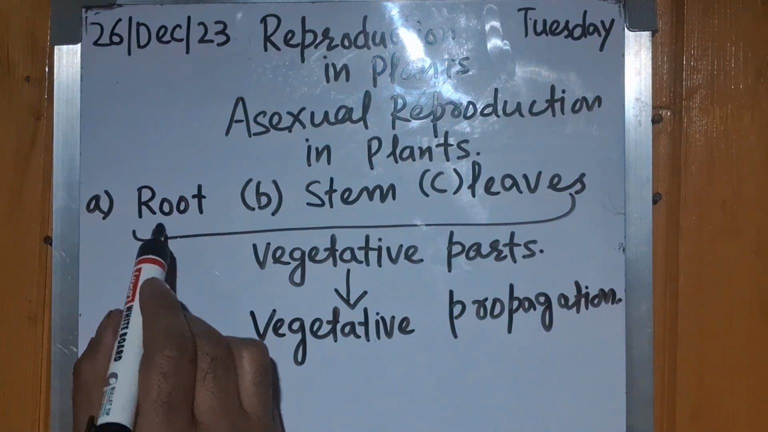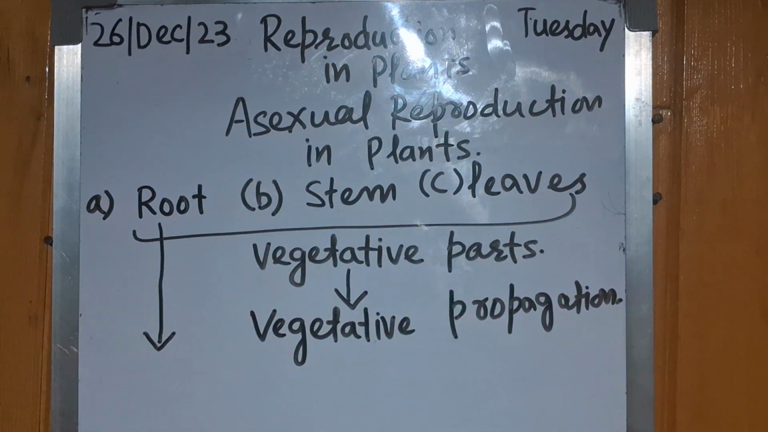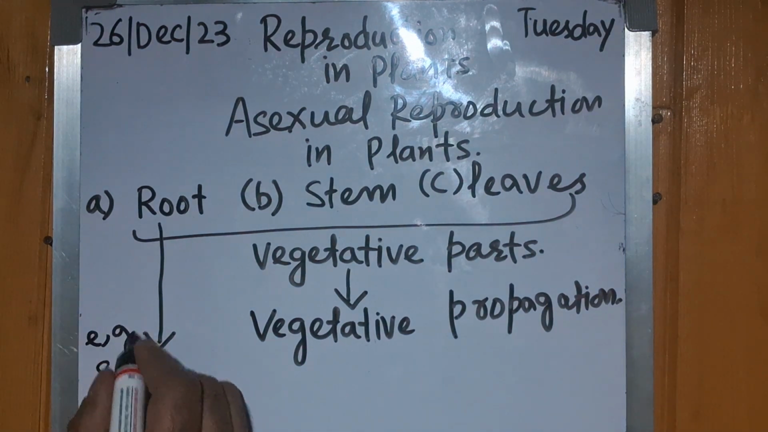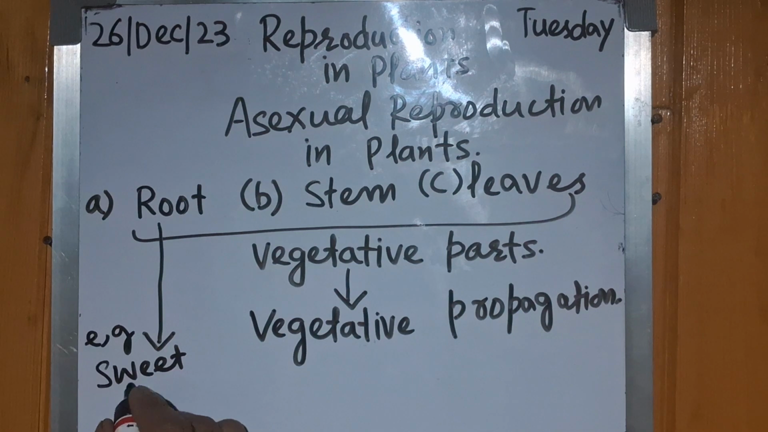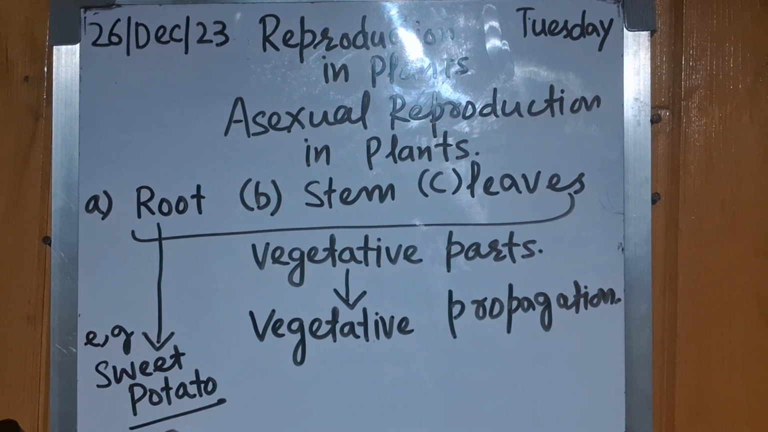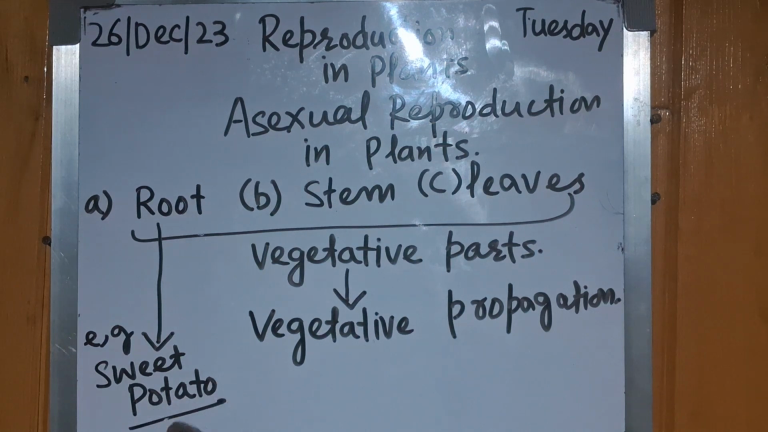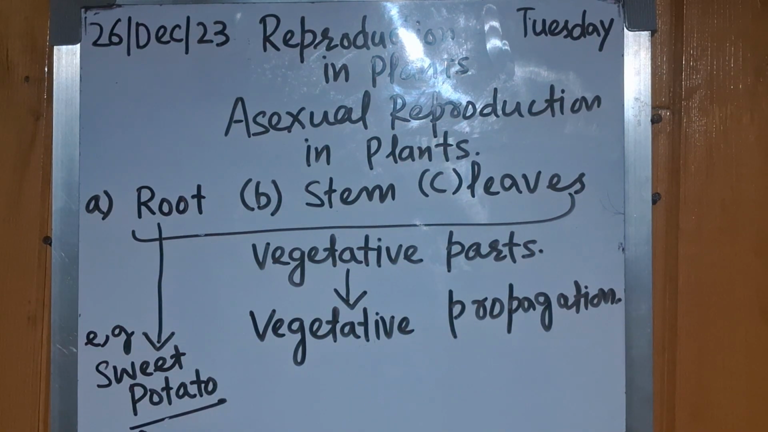I will give an example of root, where the root behaves as a vegetative part and is involved in the production of a new plant. Example is sweet potato. Root is involved for the production of new sweet potato plants. This is a modified root. This sweet potato has swollen roots that are involved in the production of sweet potato plants.